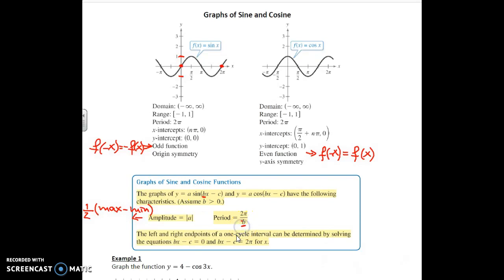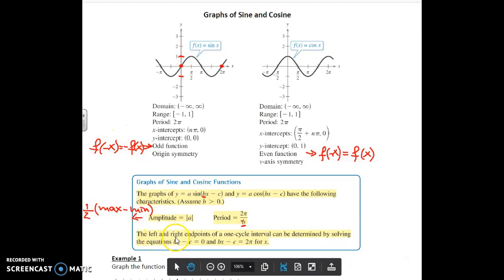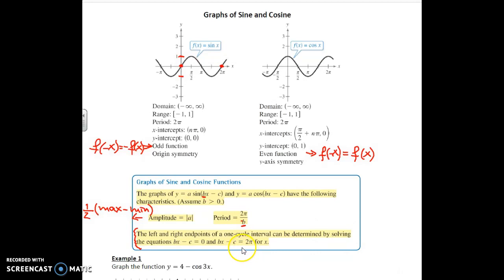This number here. We're going to see that with quite a few examples. You can also find the left and right endpoints for your graph using these given equations. I normally don't think to use the equations. Instead, I think what type of horizontal shift has happened on that graph. So let's take a look at an example.